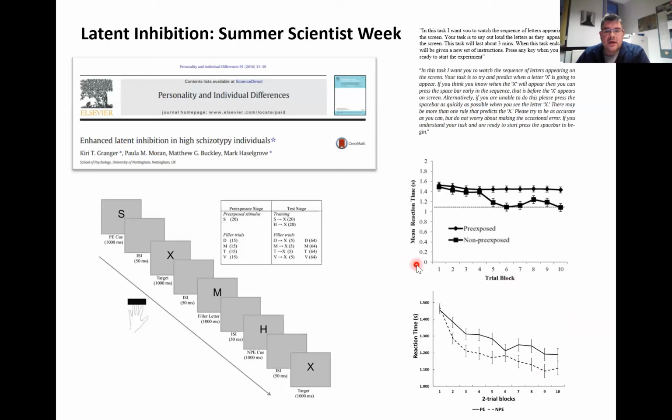And we take this as a possible measure of latent inhibition. And the question of interest for us is, if we provide this task to children, what will we see? Will we see the kind of developmental trajectory that other people have seen, that is to say, latent inhibition in young children, but not old children?